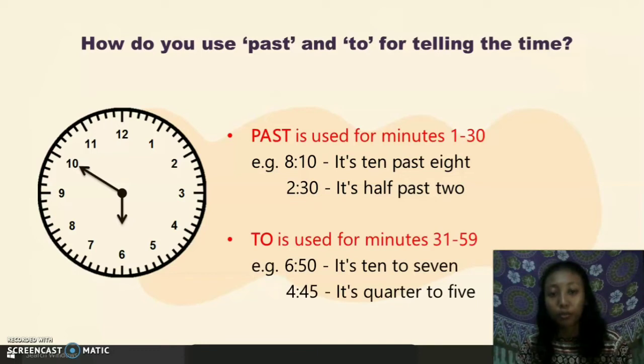And to is used for minutes 31 until 59. In bahasa, to means kurang. If the minutes are more than 30, what should be counted is how many minutes to the next hour. For the examples, it's 10 to 7. It means it is 10 minutes to 7 o'clock. And for the second example, it's quarter to 5. It means it is 15 minutes to 5 o'clock. Do you get it? Great!